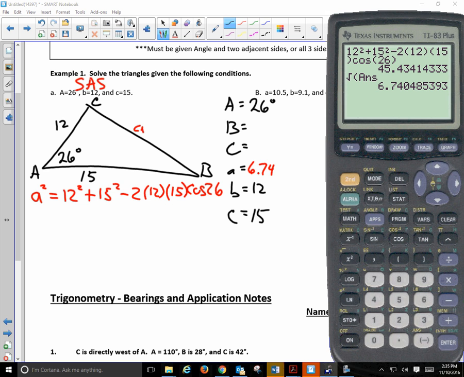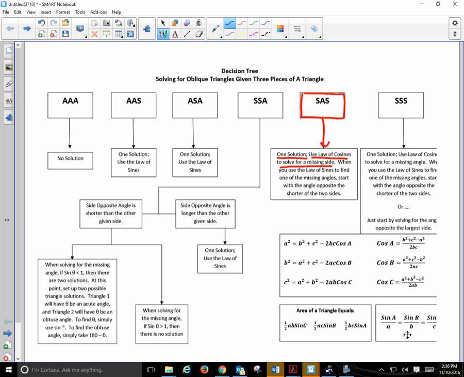Now I do have a side. Okay? So, can I now use the law of sines? I take the sine of 26 divided by 6.74 is equal to the sine of something. Now, this is where you do have to be careful, okay? And I tell you what to do right in your decision tree. It says right here, when you use the law of sines to find one of the missing angles, which is what we're doing right now, correct?